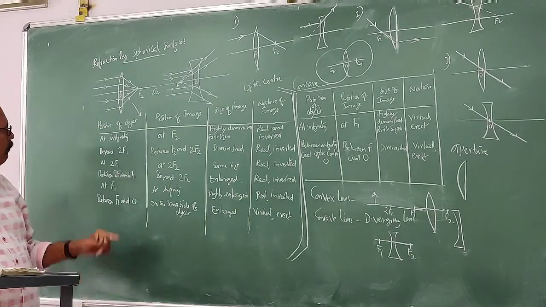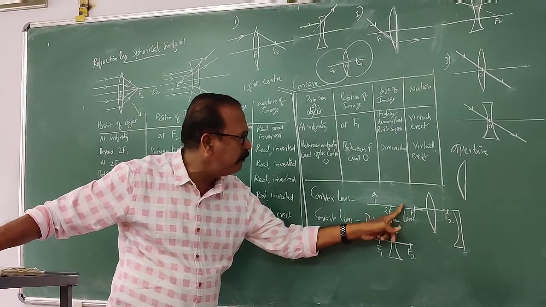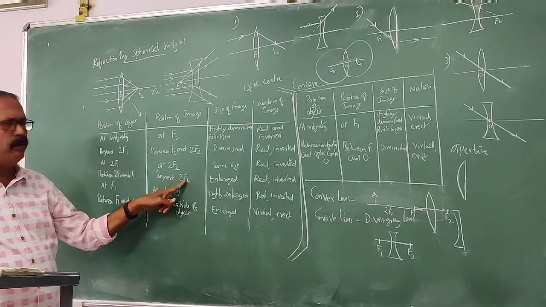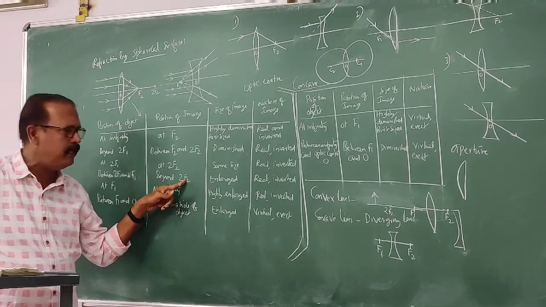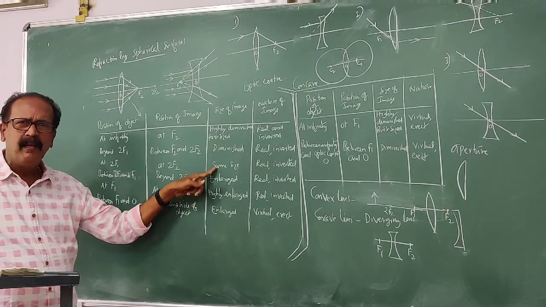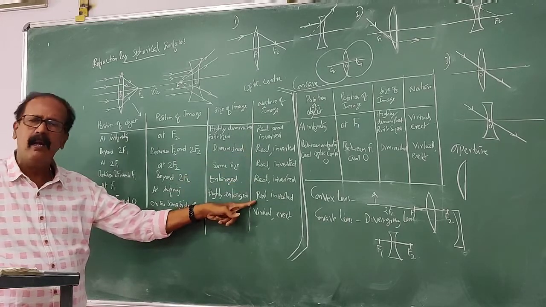And when the object is between 2f1 and f1, here is the object, the image will be formed beyond 2f2 on the other side. Look at the chart in the textbook and study. Beyond 2f2, the image will be enlarged. Here the same size, then the image is enlarged, real and inverted, all the time real and inverted, as in the concave mirror.